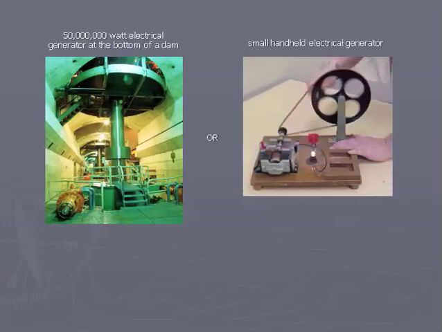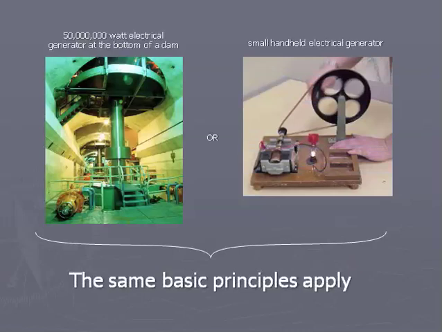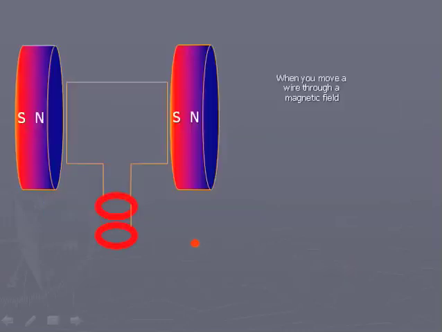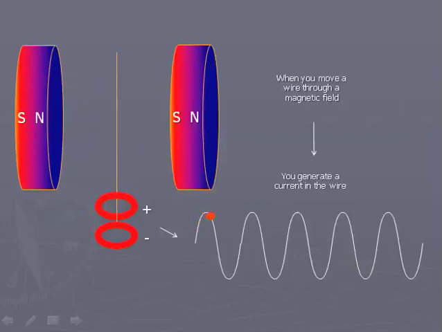Slide 3. When generating electrical current, it doesn't matter whether you're referring to a huge power station generator, like this one at the bottom of a dam, or a small handheld generator. The same basic physics principles apply. Slide 4. When you move, or in this case rotate, a wire through a magnetic field, you generate a current in that same wire. In this instance, we moved a wire through a stationary magnetic field.